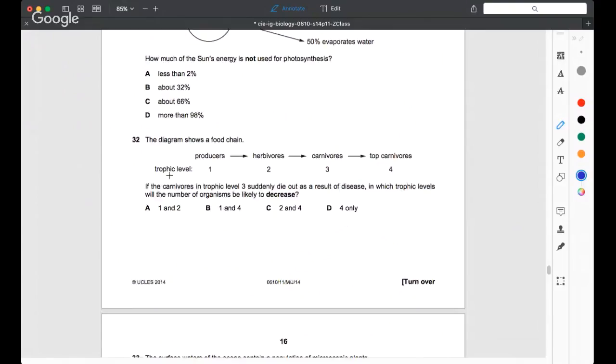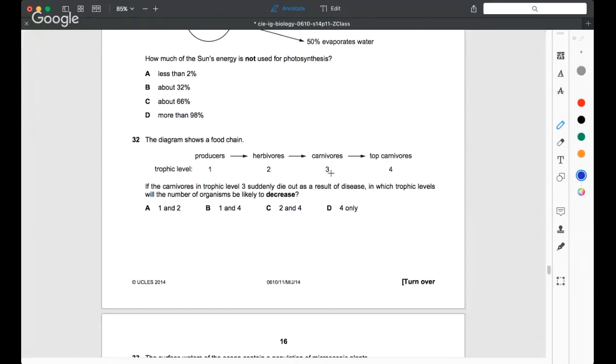The diagram shows a food chain: producers, herbivores, carnivores, top carnivores, and the trophic level underneath. If the carnivores in trophic level 3 suddenly die out as a result of disease, in which trophic levels are the number of organisms likely to decrease, so get lower? So if we have fewer carnivores, then there are going to be more herbivores, because there's going to be less things eating them, and then there's going to be less things for the top carnivores to eat, so there'll be fewer of them. And if there are more herbivores, then there are also likely to be fewer producers, because there will be more herbivores eating than producers. So we're going to have fewer producers and fewer carnivores.